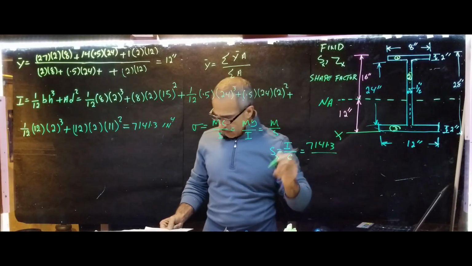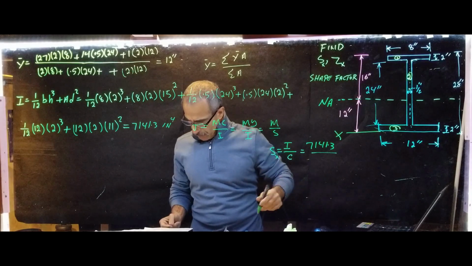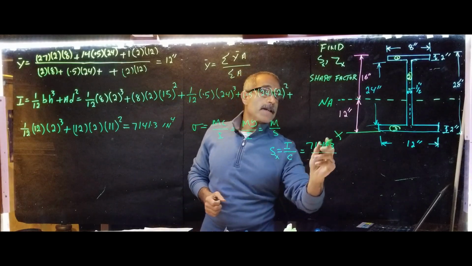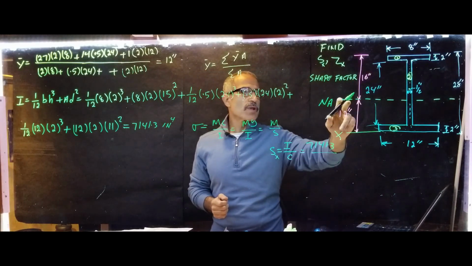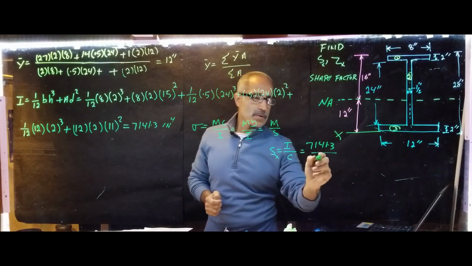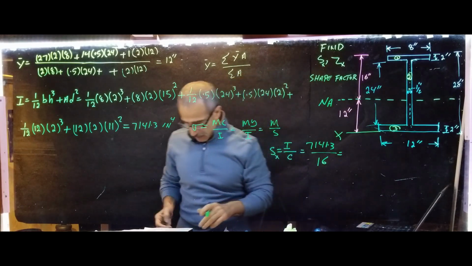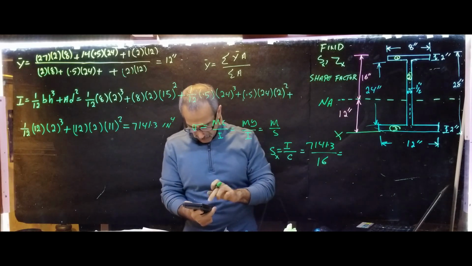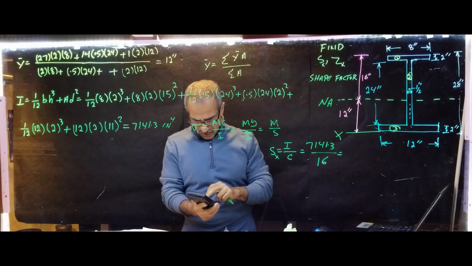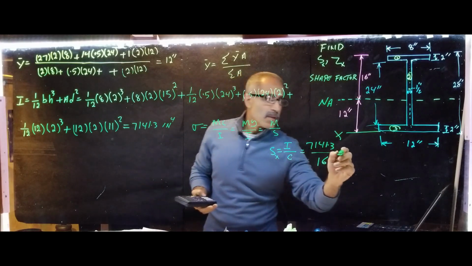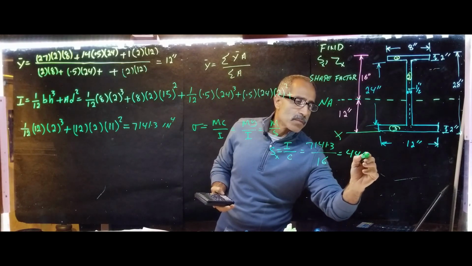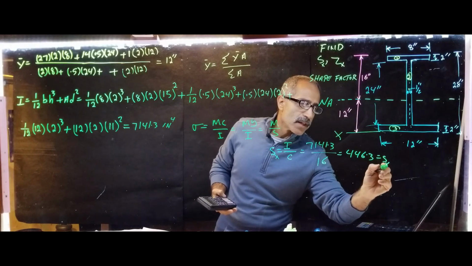My I came out to 714.1.3, and I can divide that by 16, because C is the maximum distance. The maximum distance from the neutral axis will be 16. So that's the one we're going to control, so it's going to be divided by 16. 714.1.3 divided by 16 is 446.3. Okay, 446.3. That's my SX, and that's one answer.